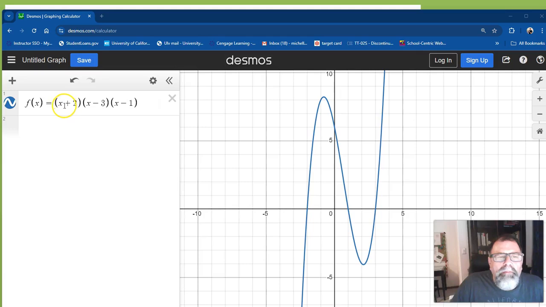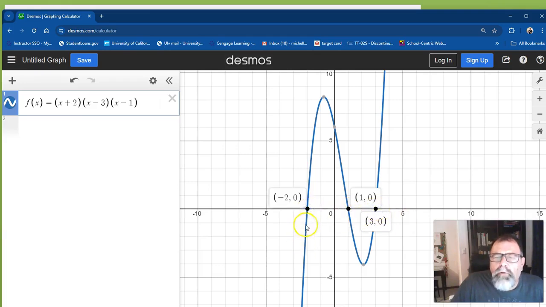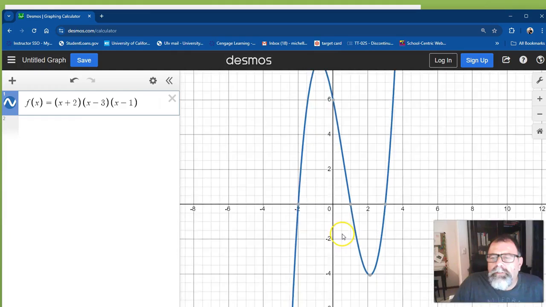So this would be, if I multiply this out, an x to the 3rd power polynomial, and you can see it has 2 turning points and 3 x-intercepts. Now each factor occurs once, so we call that multiplicity. They all have a multiplicity of 1, and notice at each one of the x-intercepts the graph crosses at the x-intercept.